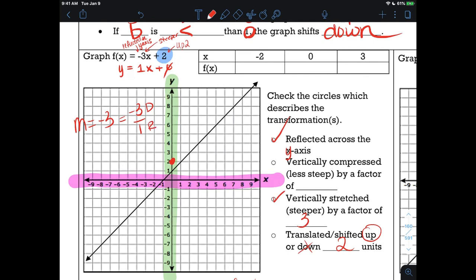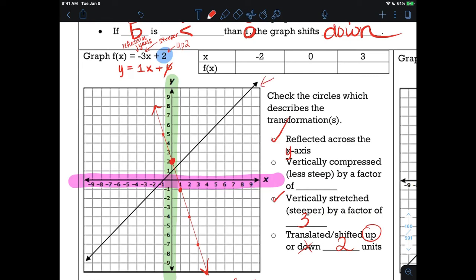So 1, 2, 3, 1 to the right. 1, 2, 3, 1 to the right. Okay, so now I'm going to do the same thing again, but in the opposite direction. Since I'm going opposite, I'm going to do 3 up, 1 to the left. 3 up, 1 to the left. And I've run out of room. So I'm going to connect all of my dots and draw some arrows in case anybody's suspicious my line doesn't keep going. And there's my new line.